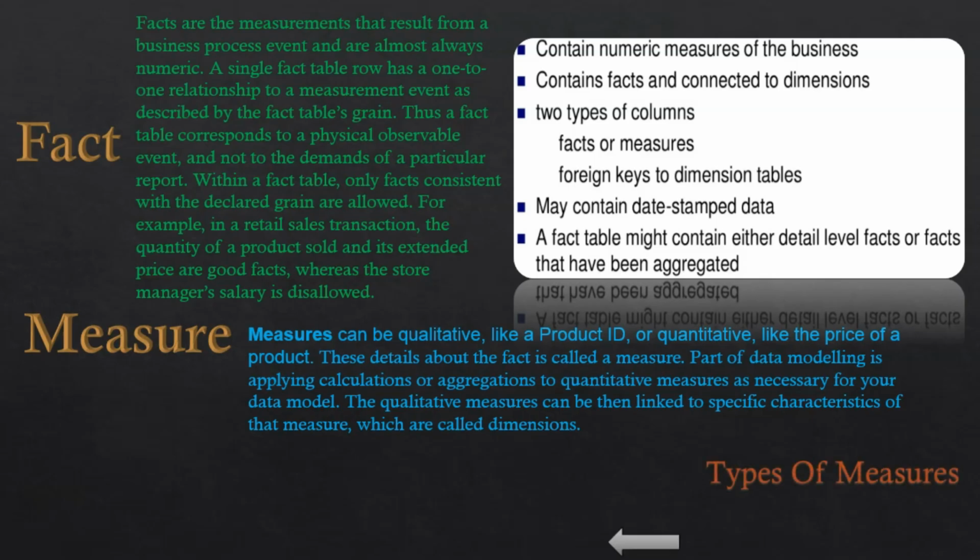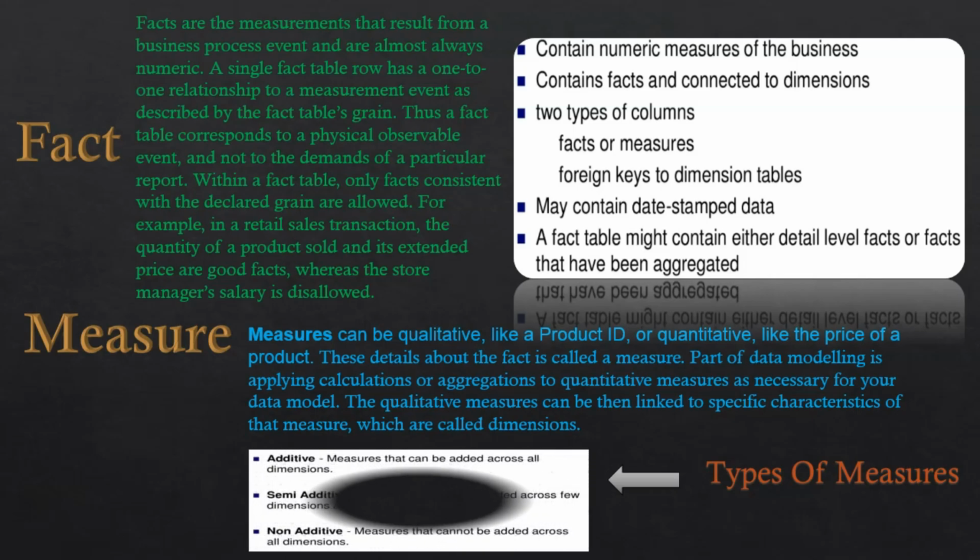We have types of measures also. What are the types of measures? Additive: measures that can be added across all dimensions. Semi-additive: measures that can be added across few dimensions and not with others. Non-additive means measures that cannot be added across all dimensions. So guys, I think these few concepts make the understanding clearer, and we can deep dive into other components.